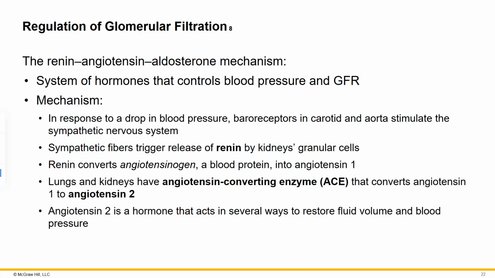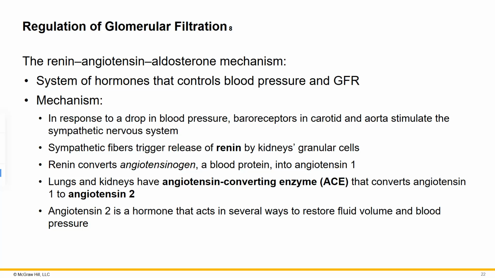So now we're going to talk about the hormonal control of glomerular filtration. The renin-angiotensin-aldosterone mechanism. This is a system of hormones that controls blood pressure and glomerular filtration rate. In response to a drop in blood pressure, baroreceptors in the carotid artery and aorta stimulate the sympathetic nervous system.